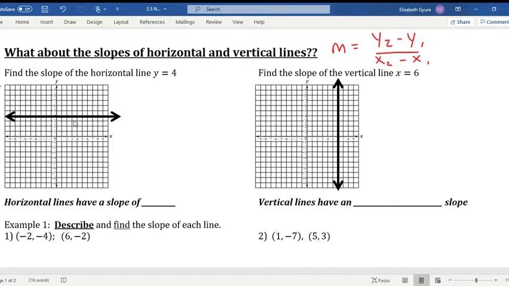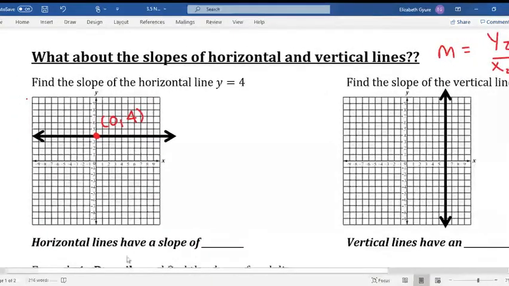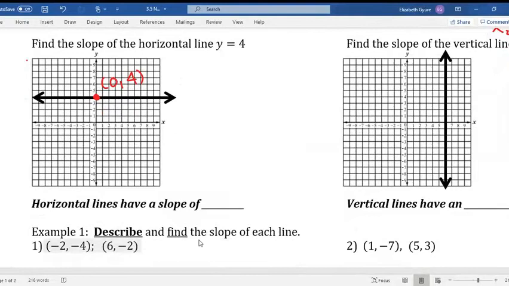So to find the slope of a line, all you have to do is pick any 2 points on it and plug it into your formula. So what we're going to do is pick 2 points on this. How about this point here? This is the point 0, 4. And then we'll pick another one, doesn't matter which one. How about right here? That's 9, 4. Okay. So those are the 2 points we're going to deal with.